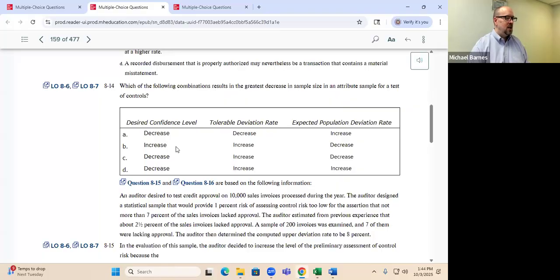So we eliminate B. Tolerable deviation rate and expected population deviation rate. Now, speaking directly, these do not individually affect it, but it's assuming that one does not change and the other does change. So for tolerable deviation rate, we would want to increase the distance between it and the expected population deviation rate for a decrease in sample size. So which direction would tolerable deviation rate have to move, holding expected population deviation rate constant? It'd have to increase, okay? Which just leaves us C and D now because we eliminate A because it's decrease. So the expected population deviation rate, which direction would have to move for that distance to increase? It'd have to go down, so we have to decrease. So decrease, increase, decrease, C.